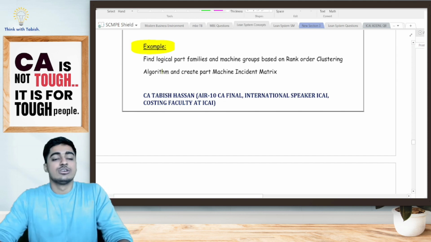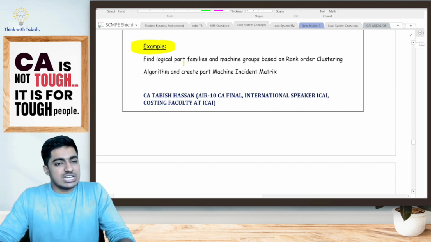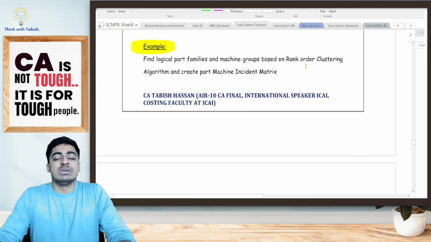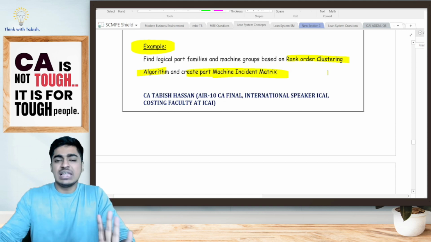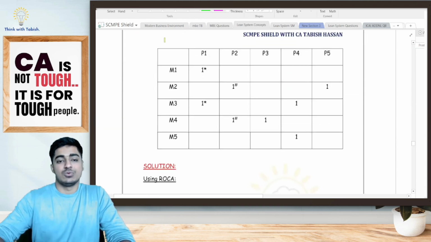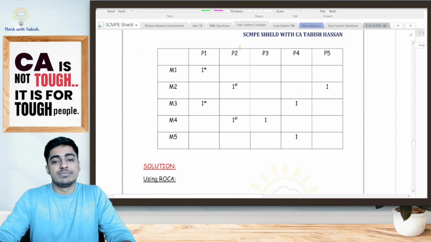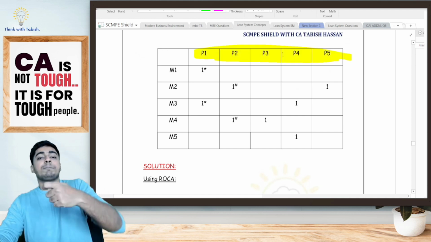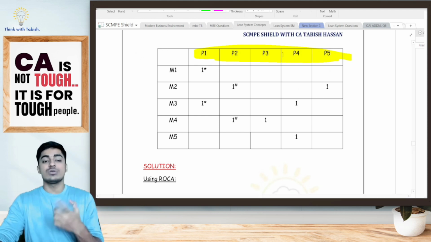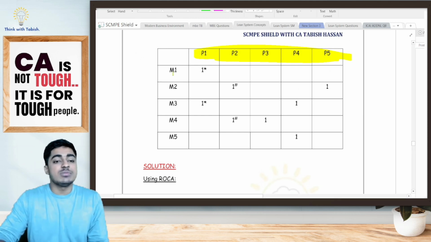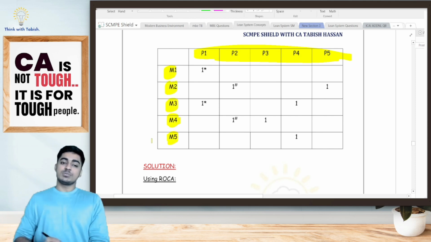So, example: find logical part families and machine groups based on ROCA and create a part machine incidence matrix. What is it? We'll understand. Now, it is showing P1 to P5. These are the products or parts that we have to produce. So, we have to produce 5 different products. Now, to produce these products, how many machines are required? 5 machines are required: machine 1, machine 2, machine 3, machine 4, machine 5.